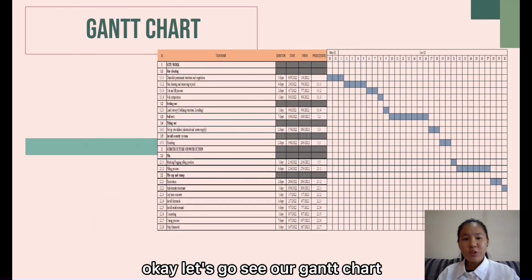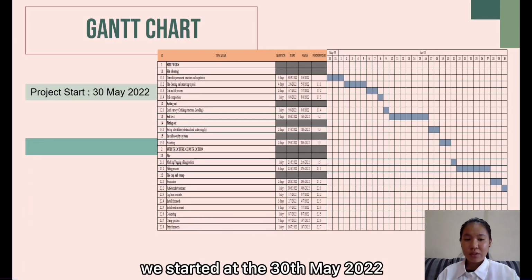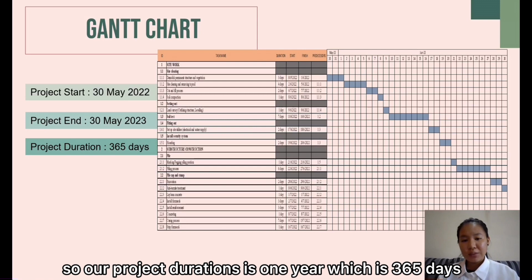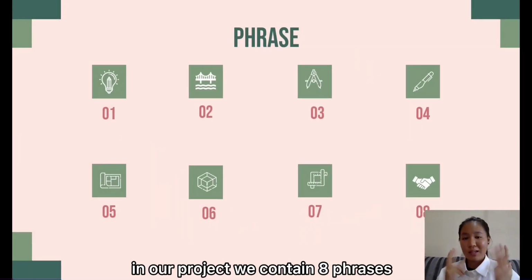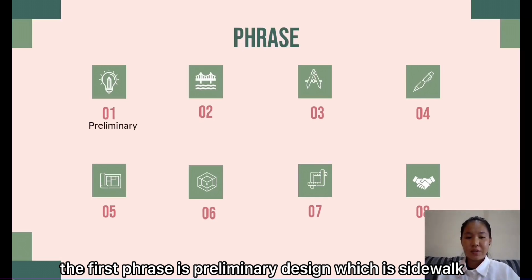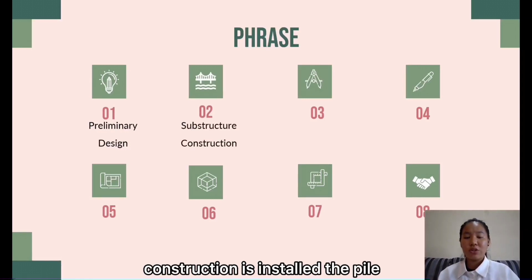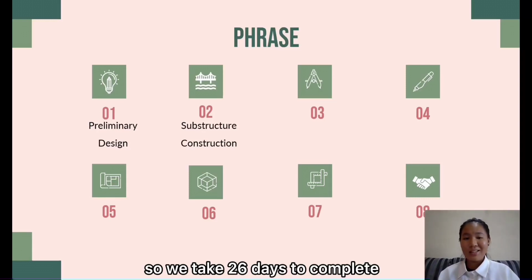Okay, let's go see our Gantt chart. So in our project, we started at 30 May 2022 and ended on 30 May 2023. So our project duration is 1 year, which is 365 days. In our project, we condense 8 phases. The first phase is preliminary design, which is site work. We condense 22 days. And the next is substructural construction, which is installing the pipe. So we take 26 days to complete.